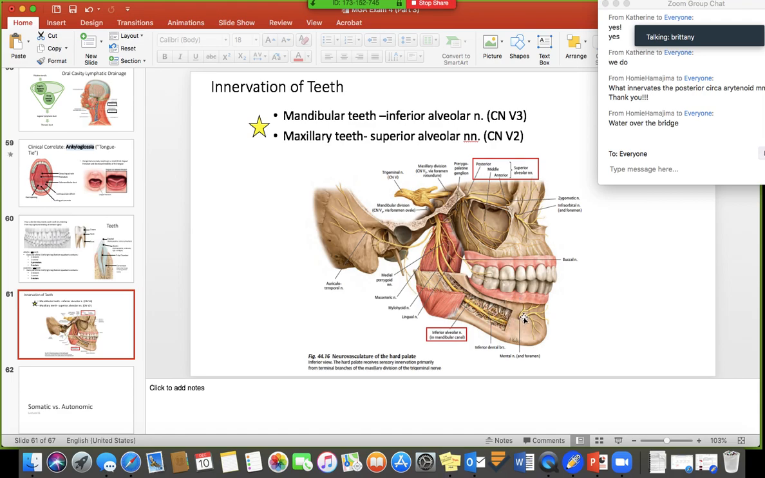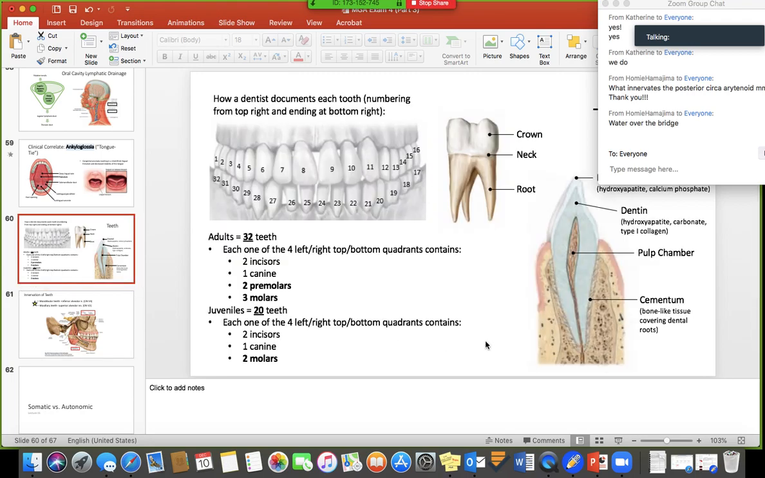And then also coming out the mental foramen off of the inferior alveolar is the mental nerve, getting this chin area. So just know that, and then that the maxillary teeth are being innervated by the superior alveolar nerve, which is coming from V2. So your top teeth are from V2, and the bottom teeth are from V3. I think she would have an easy time coming up with a lecture question related to that. Okay, as far as this goes, do not worry about this for anatomy.